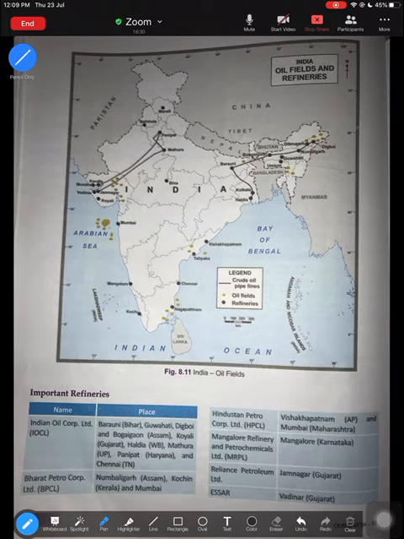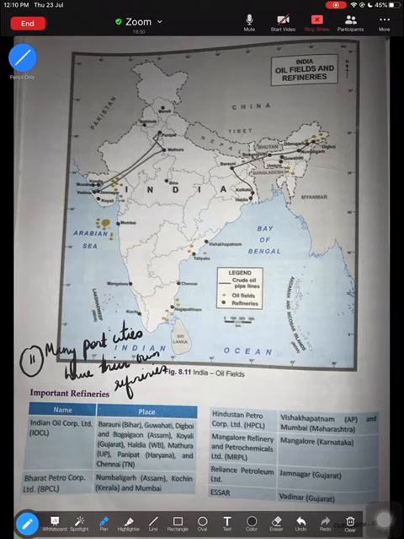The second question that is often asked about refineries is: many port cities have their own refineries. So why do the port cities have their own refineries? Like this port has its own refinery, and this one has its own refinery. So everybody has their own refinery. What is the reason? Refineries are basically places where crude oil, the unrefined oil, is transformed into more useful products like petrol and diesel.